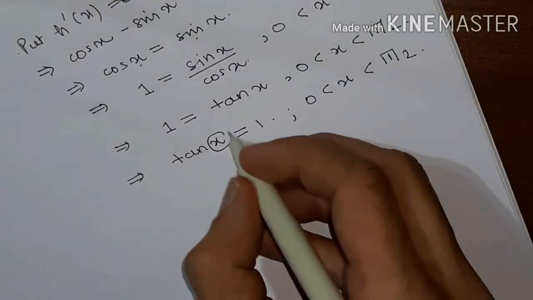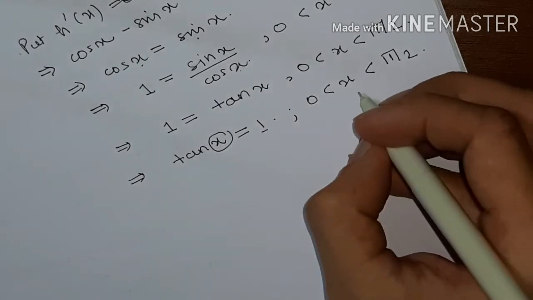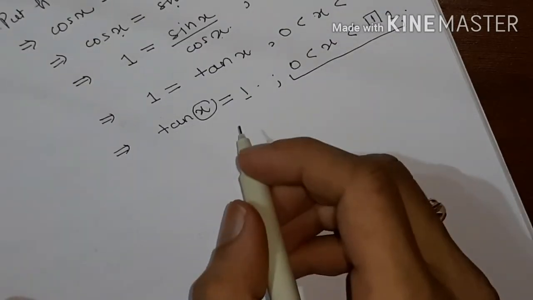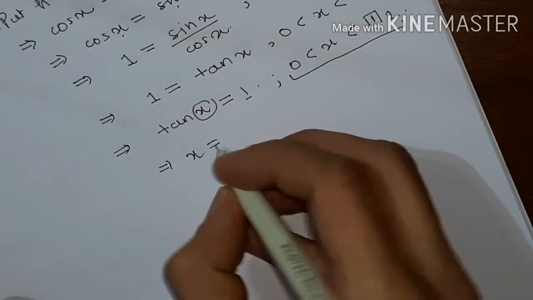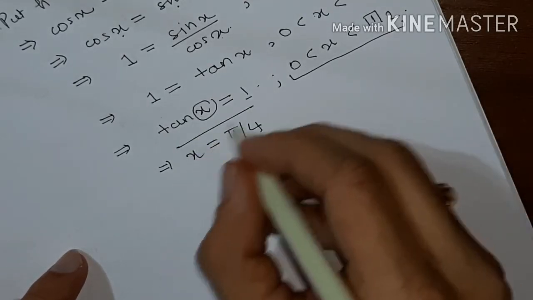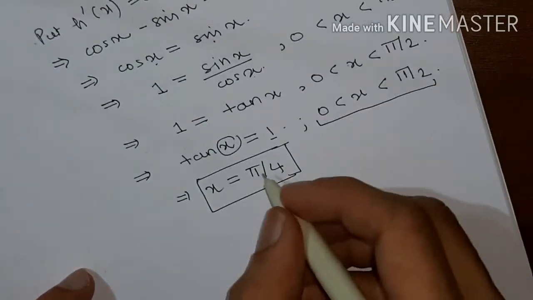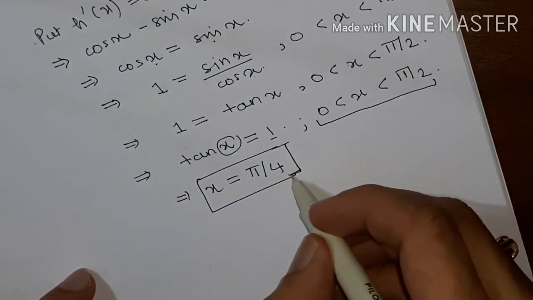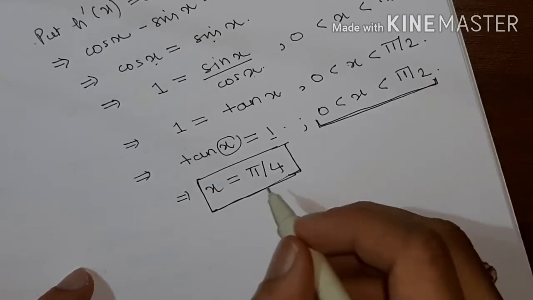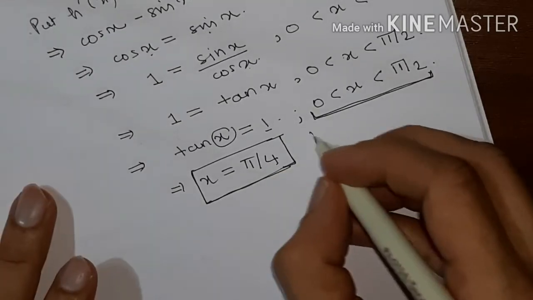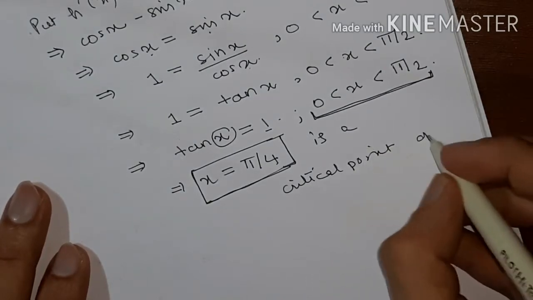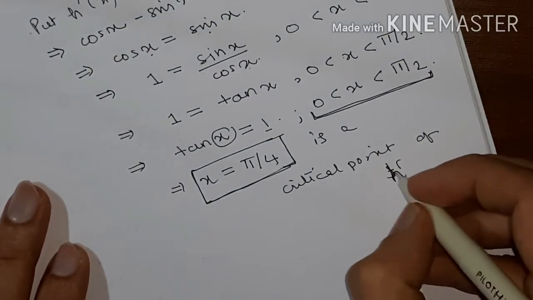Now at which value is tan equal to 1? And that value should be between 0 and pi by 2. Which value? It is x equal to pi by 4. So this value you got. There are many more, but since x is between 0 to pi by 2, you have to write only one. So pi by 4 is a critical point of h.